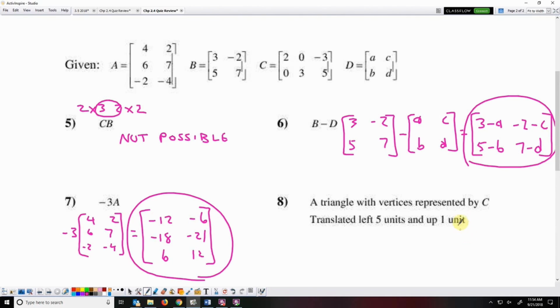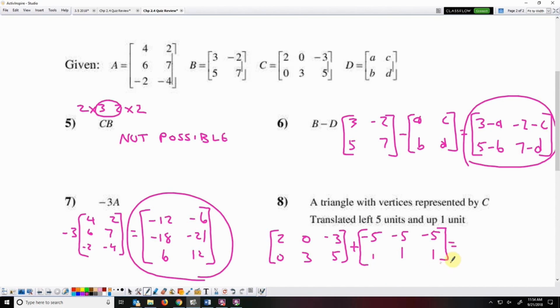All right, a triangle with vertices represented by matrix C is translated. So translation is addition. So that's 2, 0, negative 3, 0, 3, 5. So that means that the coordinates of the triangle are 2, 0, 0, 3, and negative 3, 5. And it's being translated left 5 units. So that means we're going to add negative 5 to all the x's, and up 1 unit. Up is positive, so we're adding a positive 1 to all of the y's.